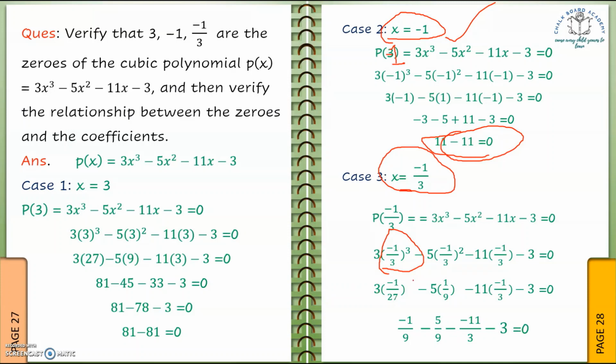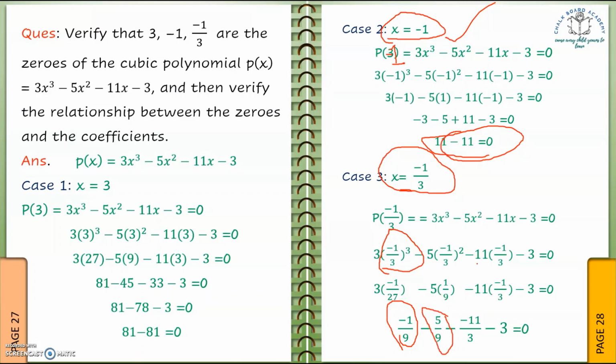So we can simply cut it and then we will get as -1 by 9. And then the second part here, -5 into (-1 by 3) square. Squaring of -1 is equal to 1. So we get the answer here, and 3 square is equal to 9. So we get the answer here as -5 by 9.